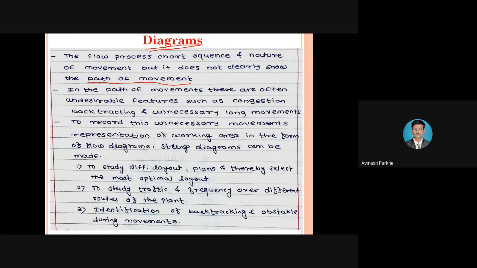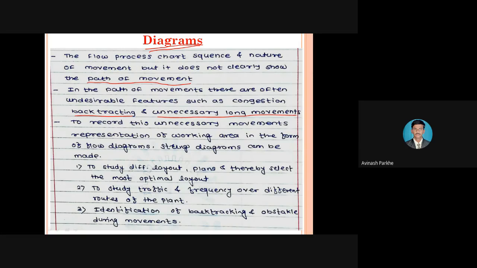But the clear path will not be indicated by using that particular chart. Therefore, in order to avoid such conditions, whenever backtracking is taking place, here I have represented backtracking and unnecessary long movements. Unnecessary long movements means machine number 1 is present at one location and machine number 2 is located at maximum distance. That means unnecessarily that job or that material has to travel the maximum distance.